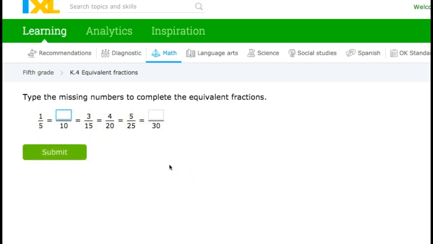So practicing equivalent fractions, look at your multiples of numbers, your factors of numbers. Those are going to be important. After you complete this video, we're going to look at fractions in lowest terms.